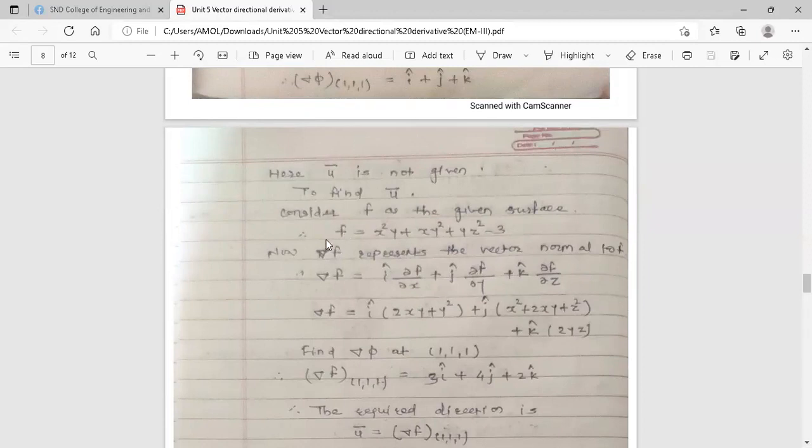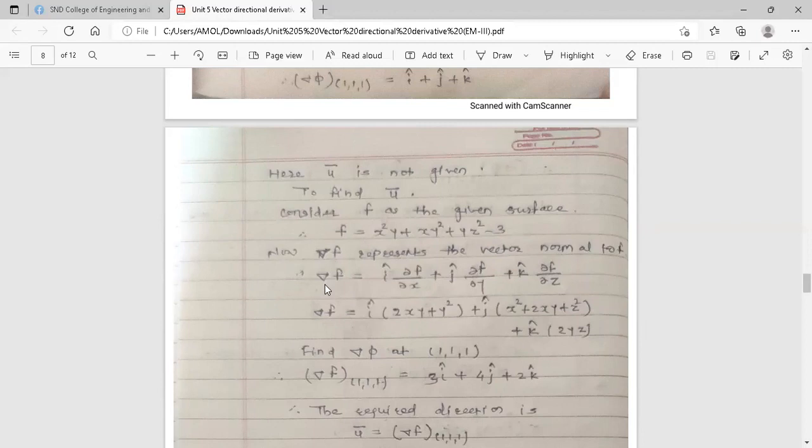Normal to the surface f is nothing but del f, or grad phi. You just calculate grad phi. This is nothing but the normal to the given surface. And we are going to find the directional derivative in the same direction of normal to the surface.